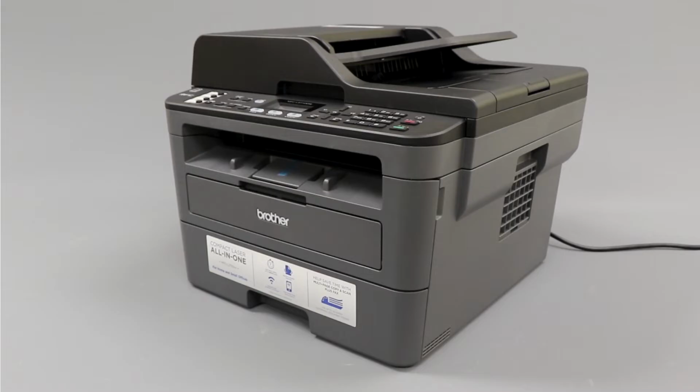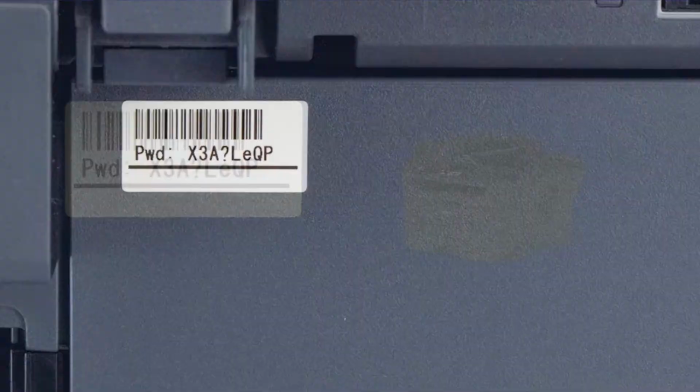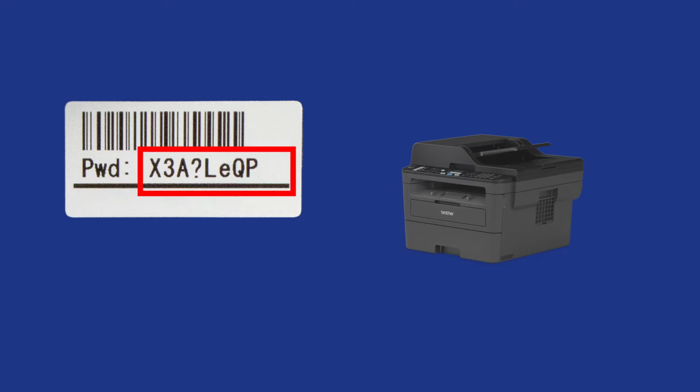If your machine was manufactured in 2020 or later, the password will be located on a label on the rear of the machine. Your password will be the characters to the right of PWD. Your password will consist of exactly 8 characters. It will be case sensitive and may include letters, numbers, and symbols.